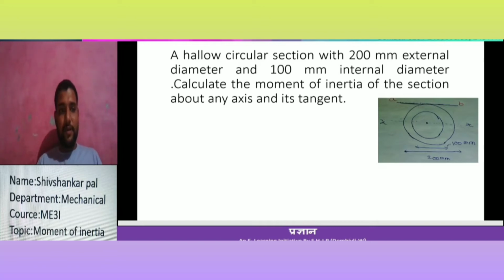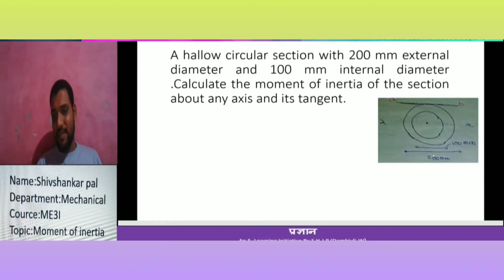First problem is the hollow circular section with 200 mm external diameter and 100 mm internal diameter. Basically, see it in the figure. That is our figure, drawn by itself. That is our external circular section.